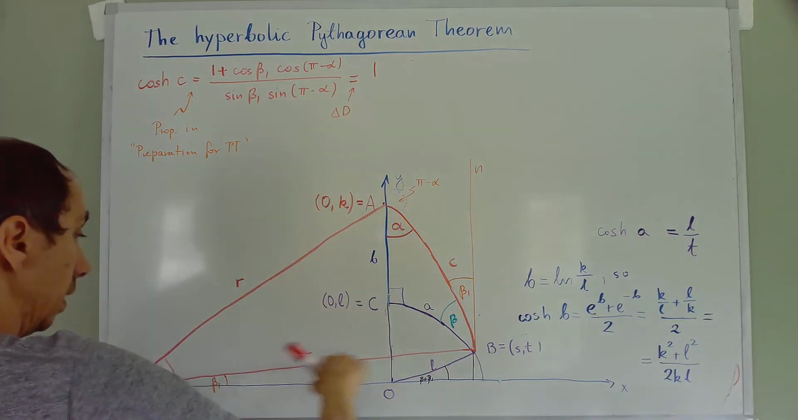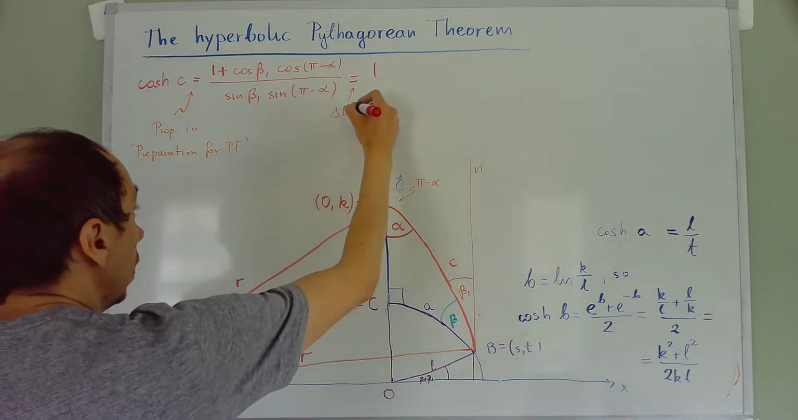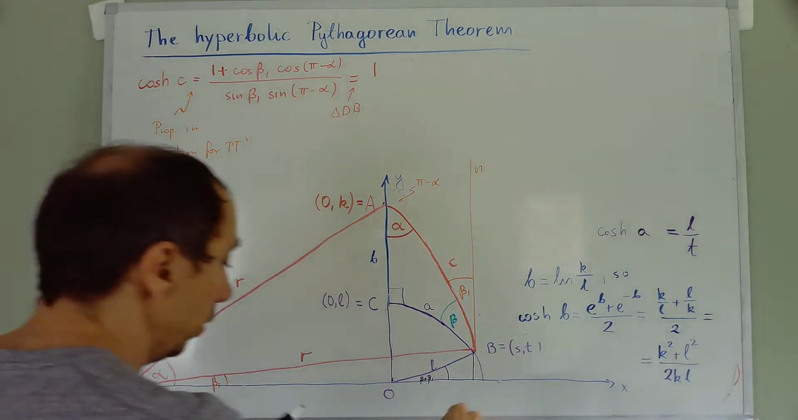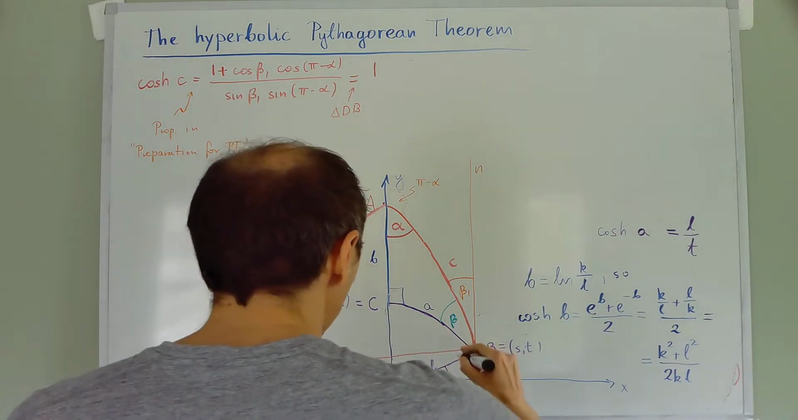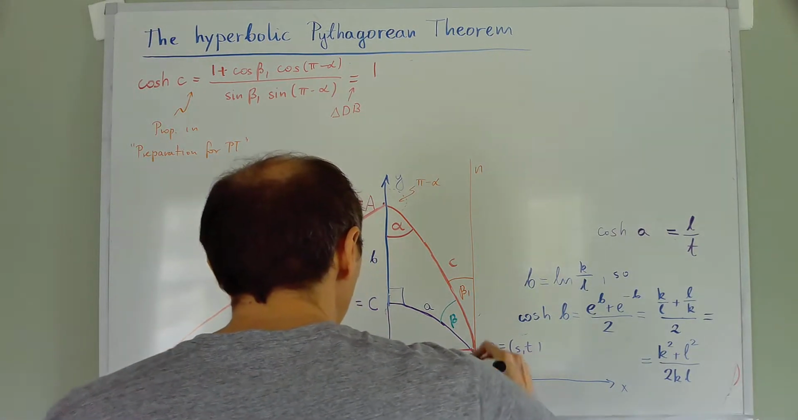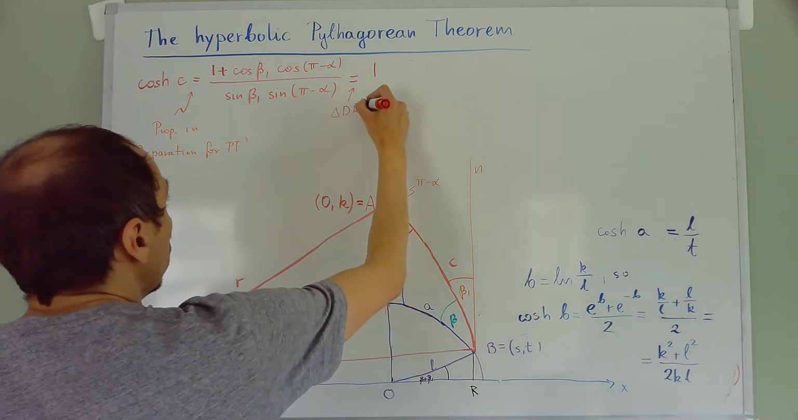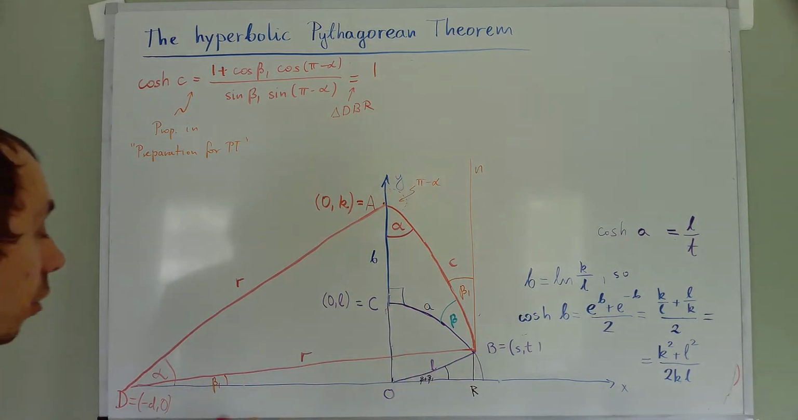D, B. I guess I maybe should even introduce some name for this point here. Let's call it R. So DBR, right? Triangle DBR. It's a right triangle with right angle at R.